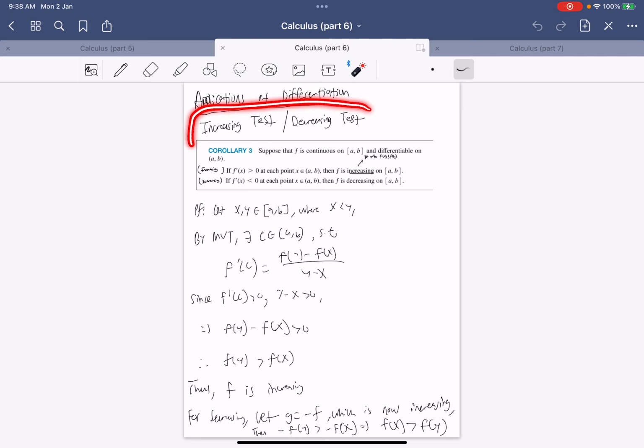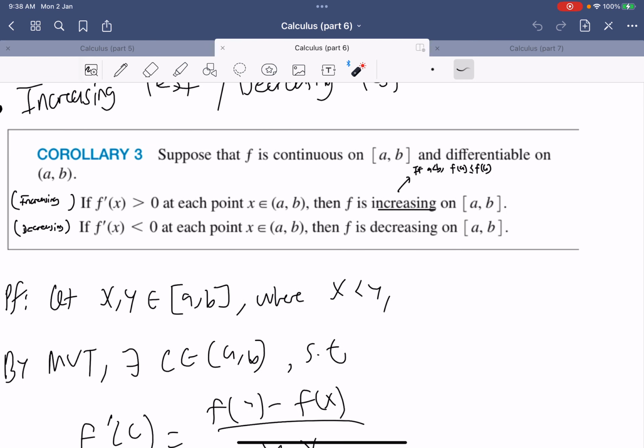The first is we can test whether a function is increasing or decreasing. An increasing function means that the function continuously increases. So if a is less than b, then f(a) is less than f(b). And a decreasing function is if a is less than b, then f(a) will be greater than or equal to f(b).